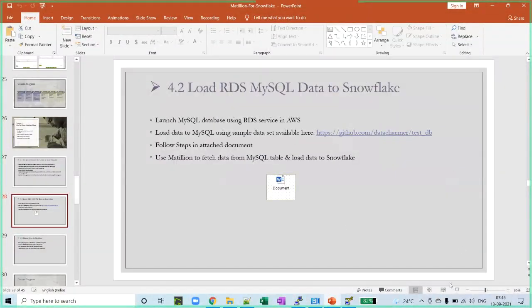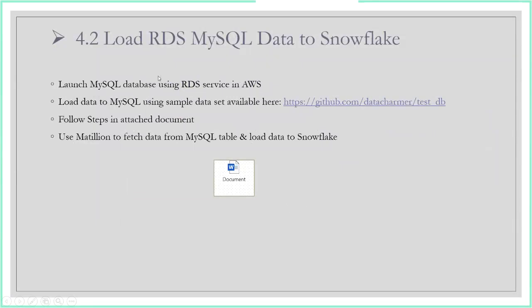Now, the next thing we'll cover is loading RDS data to Snowflake. But prior to that, we don't have any RDS database created, so first we'll create that in AWS. When we create it, the database is empty, so we'll load some sample data into that RDS database, and then once the sample data is loaded, we'll fetch it using Matillion to Snowflake.